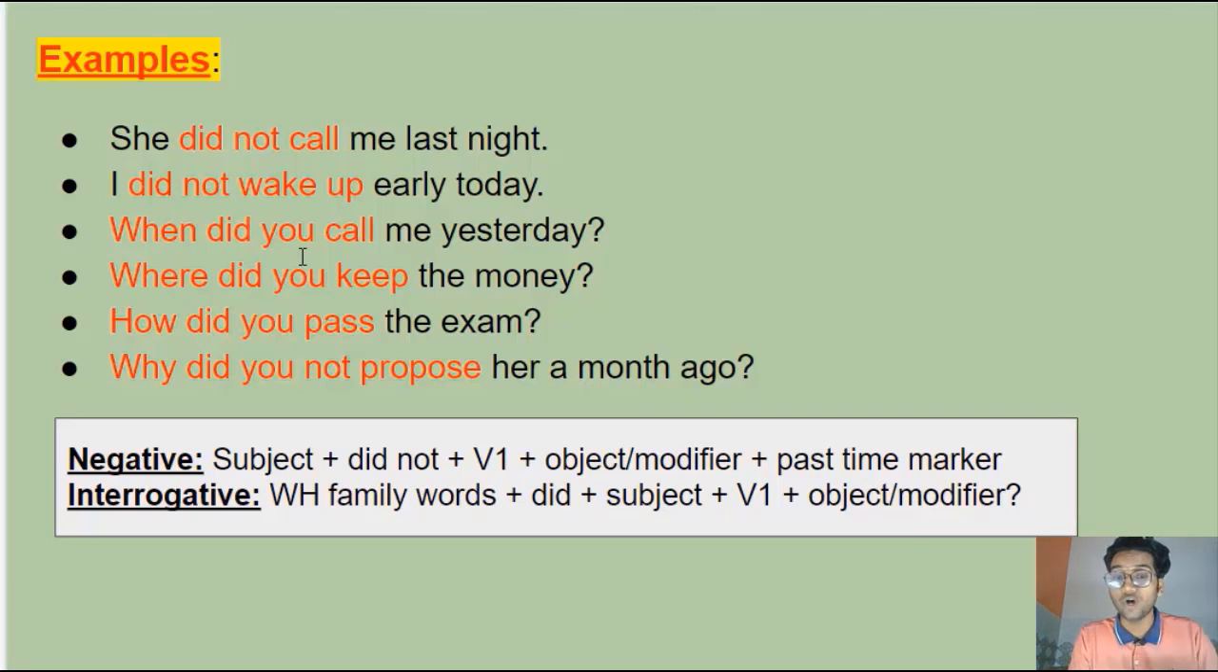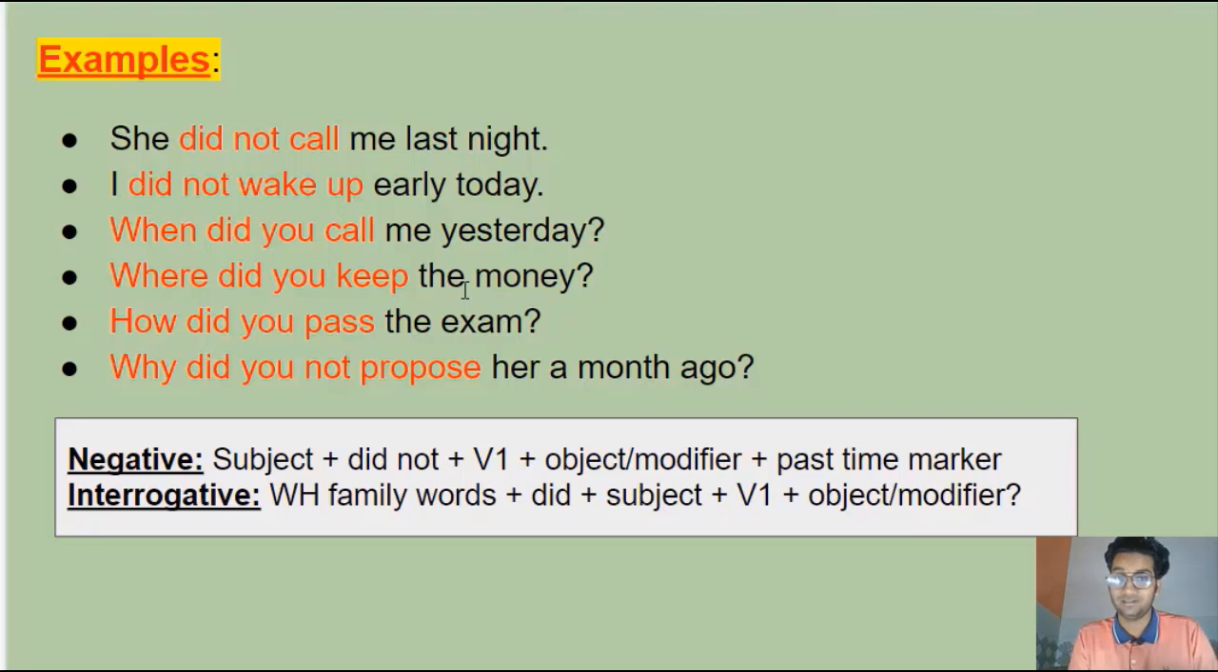Okay. When did you call me yesterday? I'm asking about the time when this action happened. If I simply wanted to know whether it happened or not, I would start the sentence with did. Did you call me last night? But I want to know the time, so I'll start the sentence with when. When did you call me yesterday? How did you call me yesterday? Where did you call me yesterday? Right? Very simple.